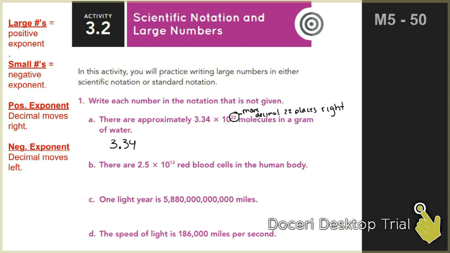So we're starting with our decimal. We're going to move it 22 places right. So we got 1 place, 2 places, 3, 4, 5, 6, 7, 8, 9, 10, 11, 12, 13, 14, 15, 16, 17, 18, 19, 20, 21, and 22. So we've moved our decimal all the way to the end on the right, 22 places.